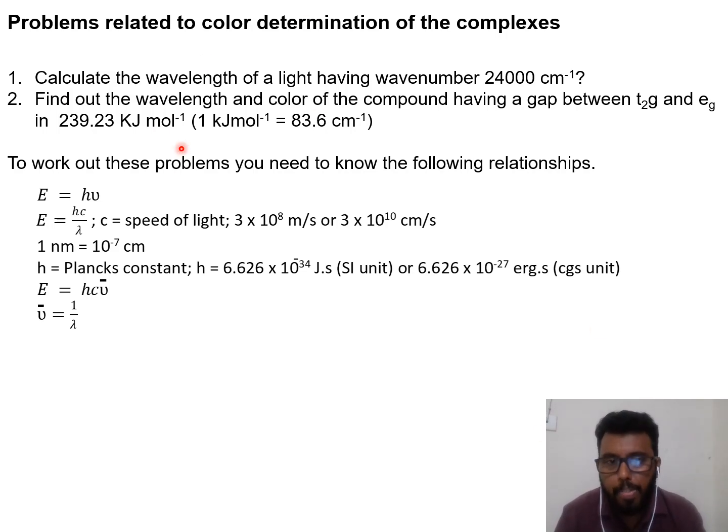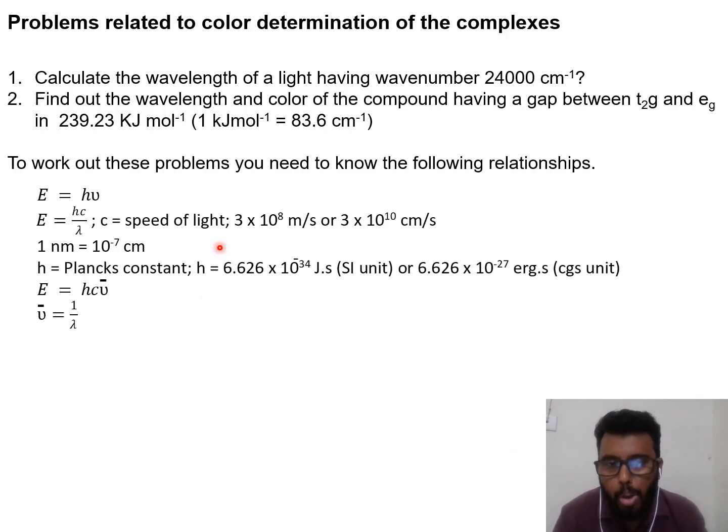So this is how the numerical problems related to color determination will be. When you are thorough with that color wheel diagram and the conversion factor, wave number to wavelength, then it is simple. You can determine the color of that complex. So what would the problem look like? Calculate the wavelength of light having wave number 24,000. Already we have seen that the wavelength would be 400 nanometer, and the energy they are giving is 239 kilojoule per mole, and 1 kilojoule per mole is 83.6, and you can divide that to get the wavelength also.